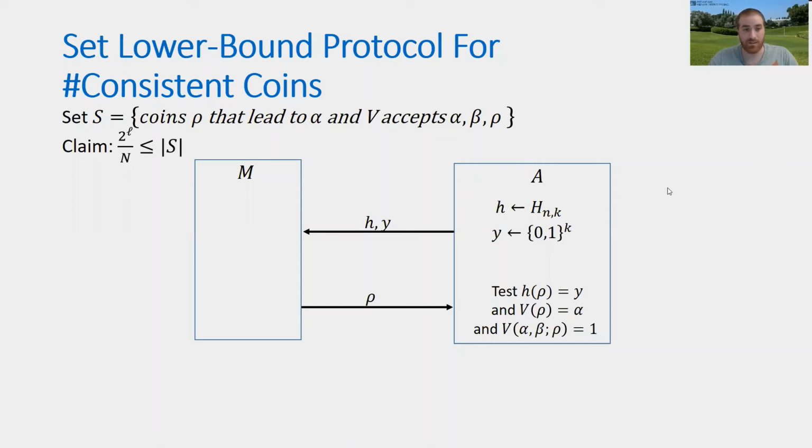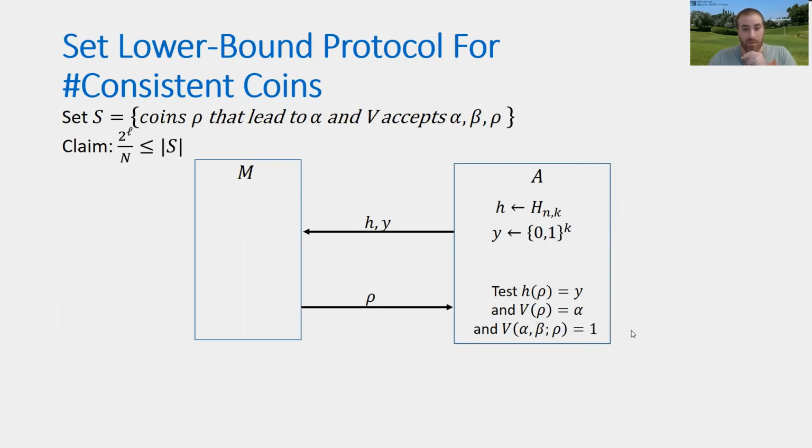I'll remind you how the set lower bound protocol works. The verifier chooses a random hash function, and a random image y. The prover is supposed to send back something that both hashes to y and is in the set, which the verifier can verify by testing that rho indeed leads to alpha and causes the verifier to accept.